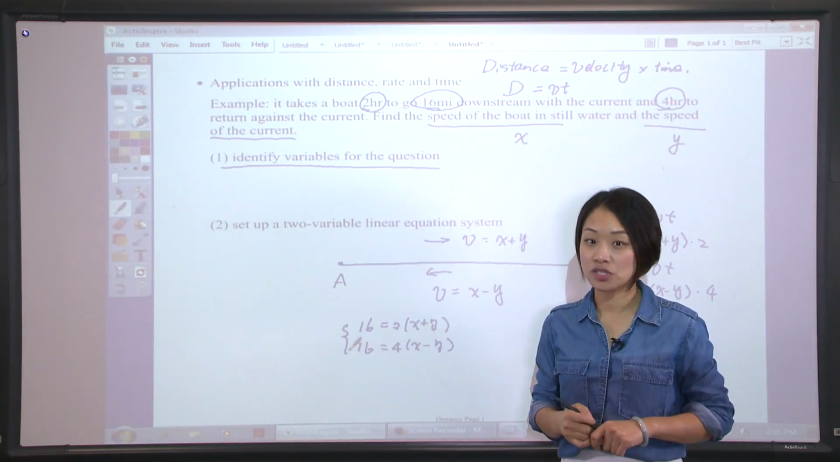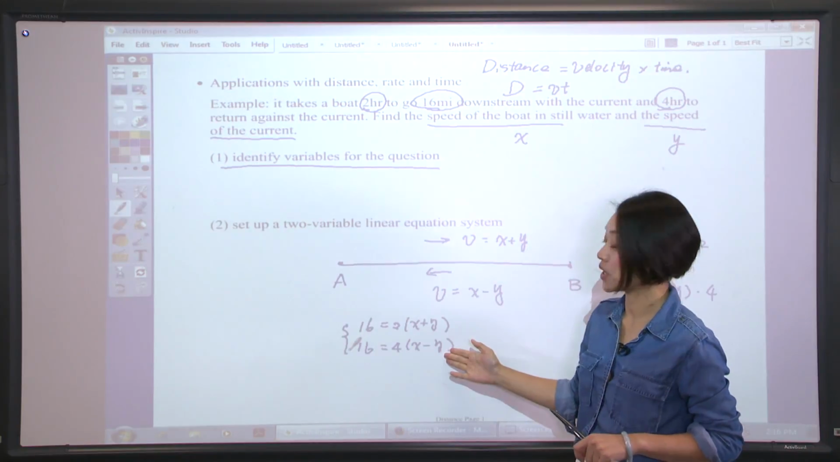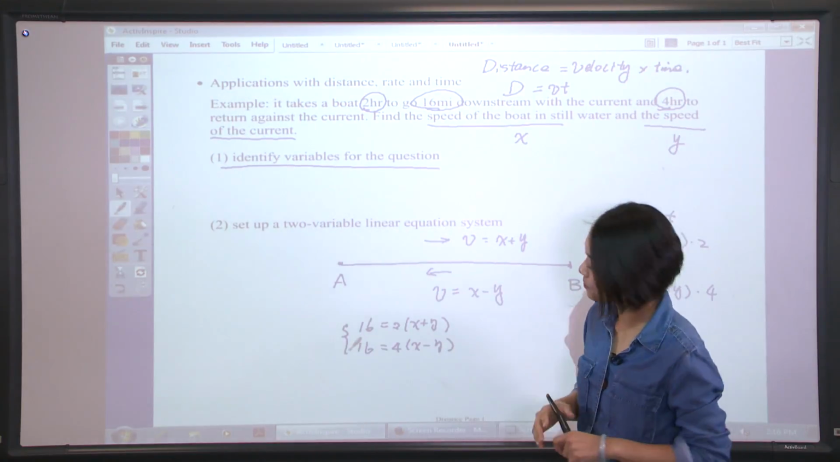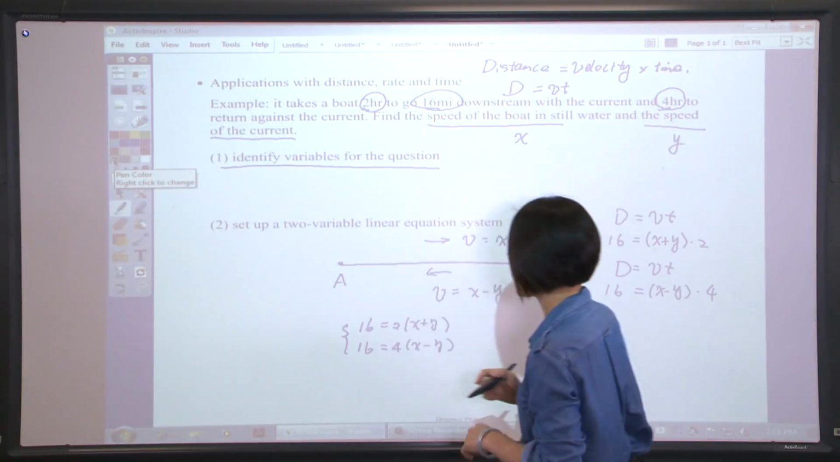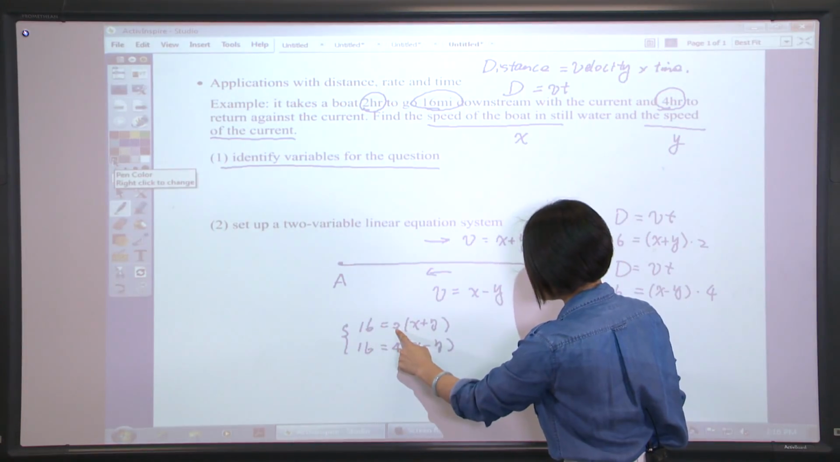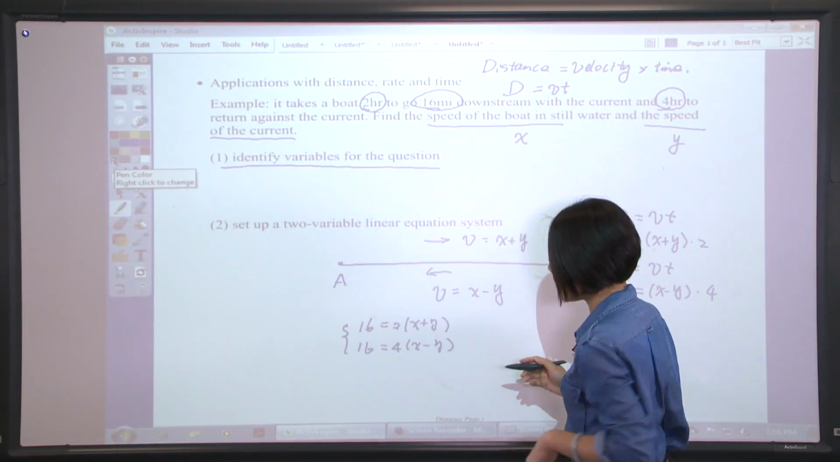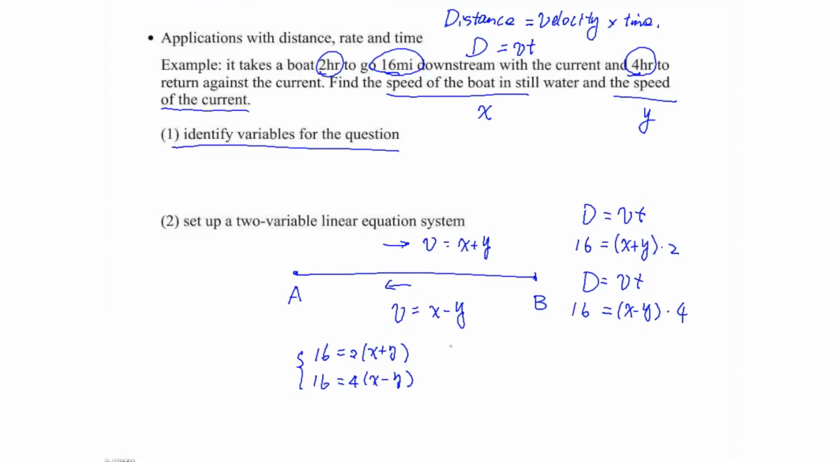Once we can set up the system, it's easy to solve because it's just a linear system. Let's check. Is there anything I can simplify before I start? I notice 16 and 2. So I divide both sides by 2, which is going to give me 8 equals x plus y. For the second equation, 16 and 4. So I divide both sides by 4. I'm going to have 4 equals x minus y.